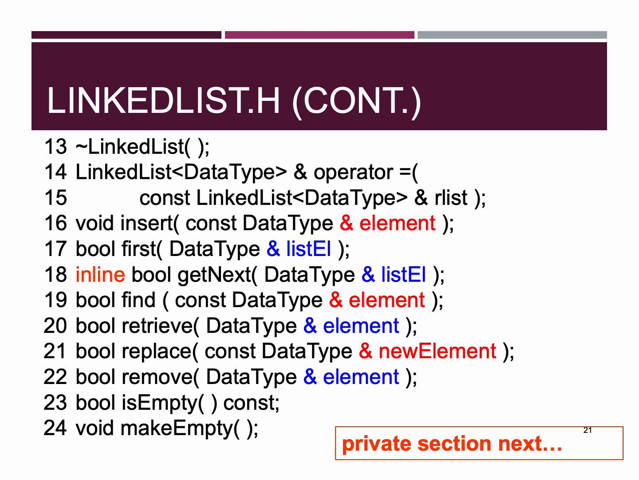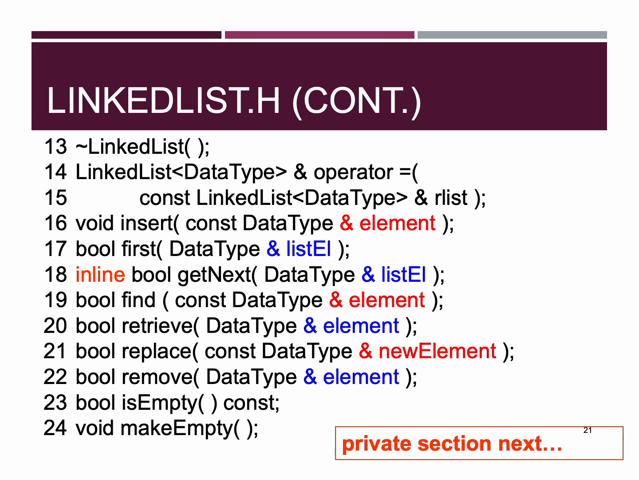The insert method allows us to add new elements to the list. The first and get next methods are used to traverse the list. First sets the current pointer to the first element, while get next moves it to the next element in sequence. The find and retrieve methods search the list, and find checks if an element exists, while retrieve fetches the actual element.